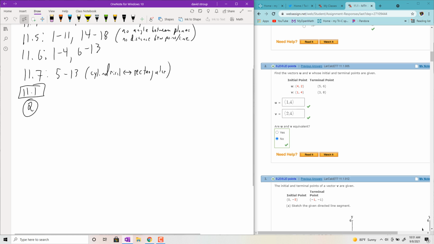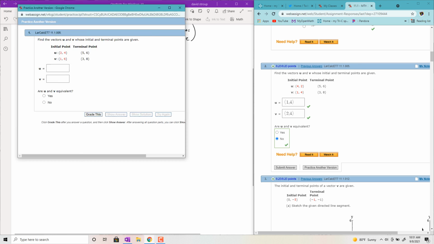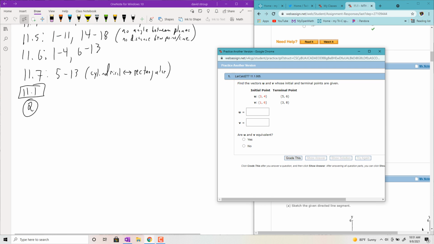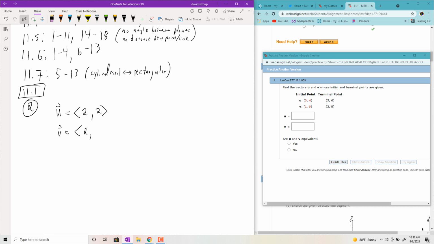Here's a basic problem. When you're studying, what you could do is hit this practice another version, and that should not affect your grade. So we can even try this practice another version. I need two vectors built from the given points. In this case, you always take the terminal point and subtract away the initial point. So 5 minus 3, 2; 6 minus 4, 2. And then with v, 3 minus 1, 2; 8 minus 6, 2. Those are clearly the same. Vectors are equivalent.